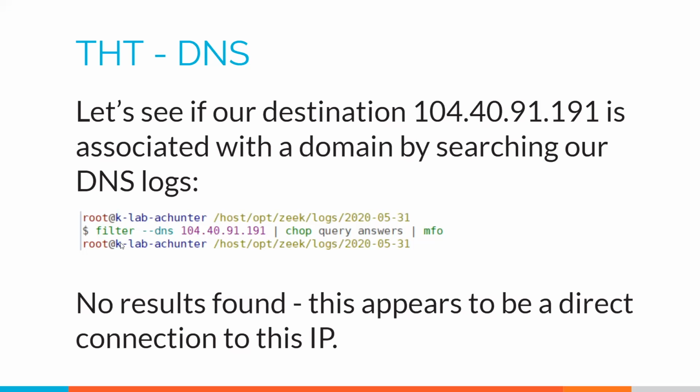And you can see that running this command, I got back just a command prompt, so there were no results, which just shows me, at least within the data we have within this 24-hour period, there was no domain associated with this. So it appears to be a direct connection between our internal host and the external host, which sometimes, again, can be another indicator of compromise. It doesn't mean it's bad.